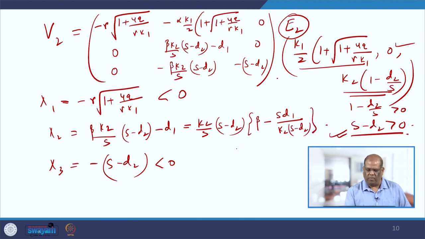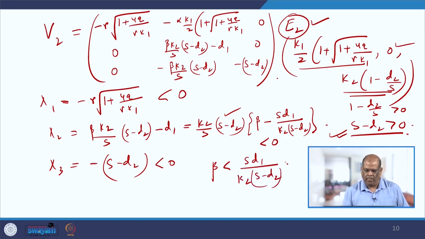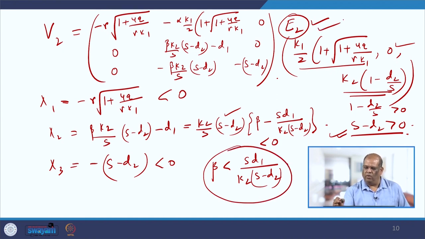So, if this particular equilibrium point E2 has to be stable, then we must have this is less than 0. So, this is already greater than 0. So, for the equilibrium point E2 to be stable, beta must be less than SD1 by K2 S minus D2. So, if this condition is satisfied, then we get your equilibrium point E2 to be stable.